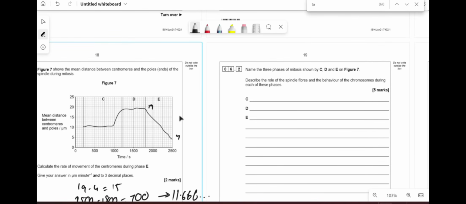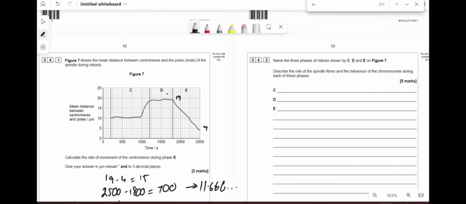Okay, so it says name the 3 phases of mitosis shown by C, D, and E on figure 7. Describe the role of the spindle fiber and the behavior of the chromosomes during each of these phases. In this phase, we have the greatest distance between the centromeres and the poles. So that means that we can assume that the poles of each spindle have moved to either side of the cell, and you've got your chromosomes chilling there. So this is probably metaphase.